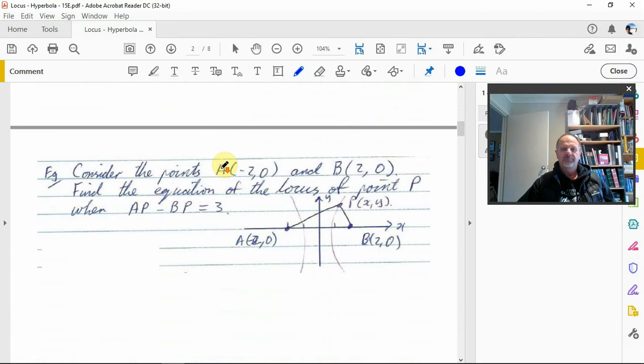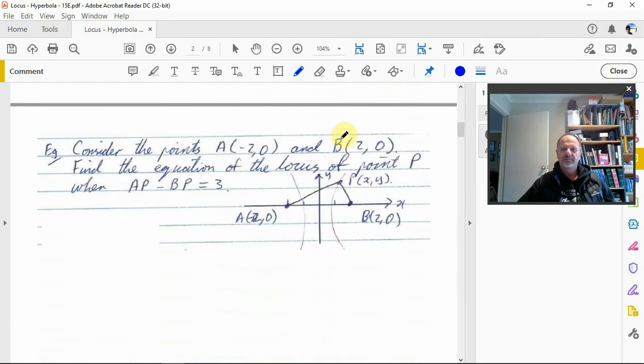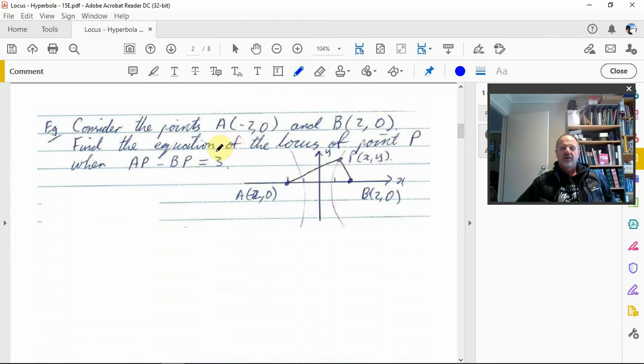Consider the points A, which is negative 2, 0, and B, which is 2, 0. Find the equation of the locus of point P where AP minus BP is 3. So that distance minus that distance is 3. And given that this is the long one, I don't need to worry about the magnitude. That's going to be taken into account because I've just taken the long one minus the short one.